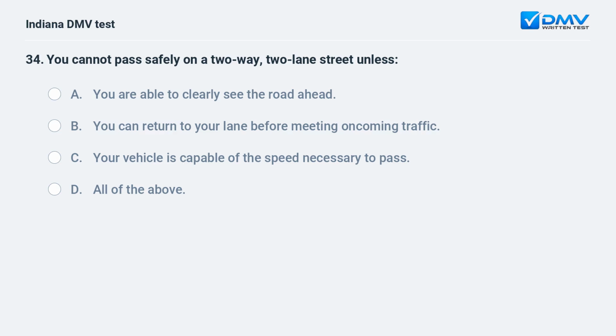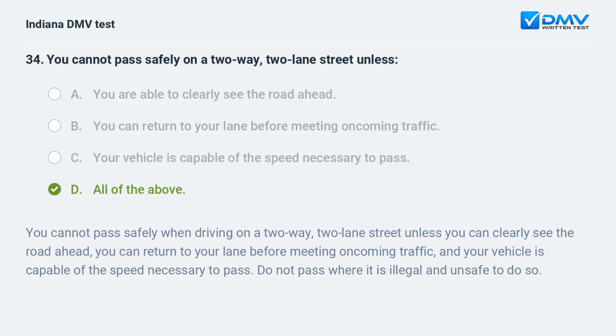You cannot pass safely on a two-way, two-lane street unless A. You are able to clearly see the road ahead. B. You can return to your lane before meeting oncoming traffic. C. Your vehicle is capable of the speed necessary to pass. D. All of the above. D. All of the above.